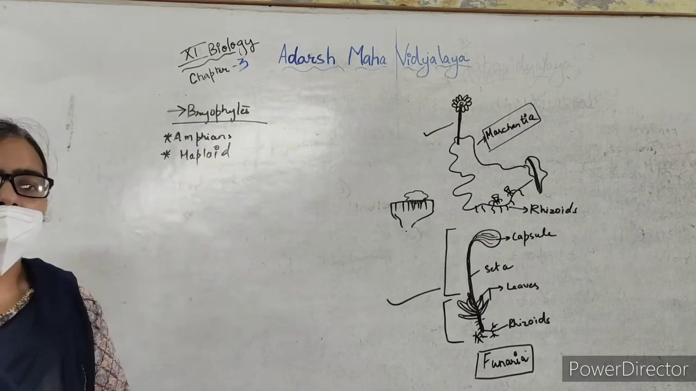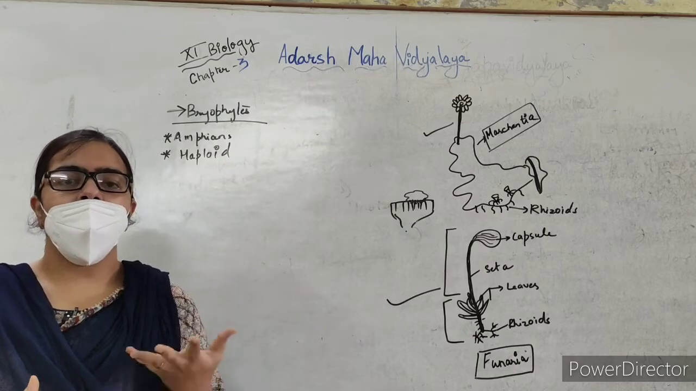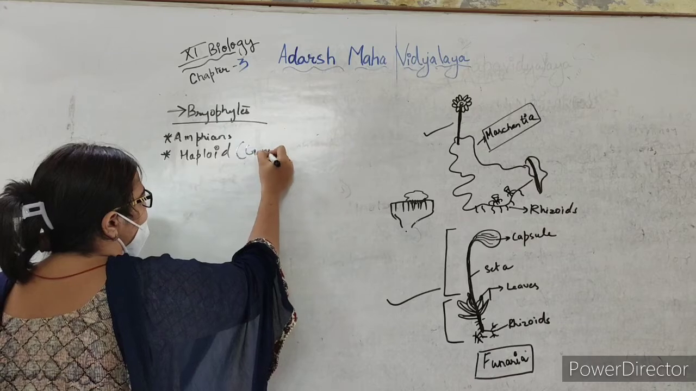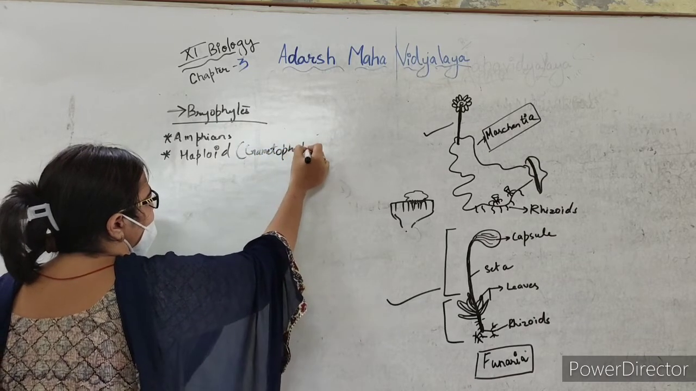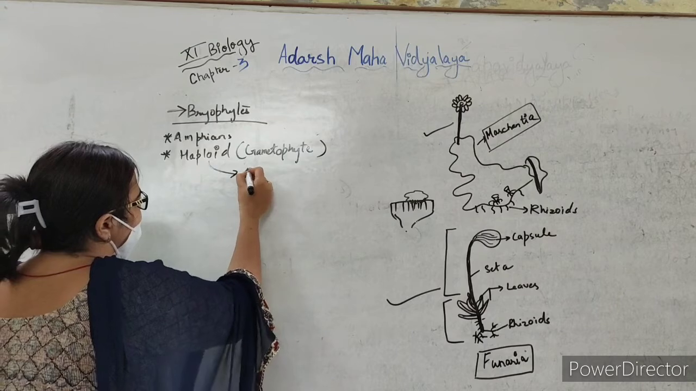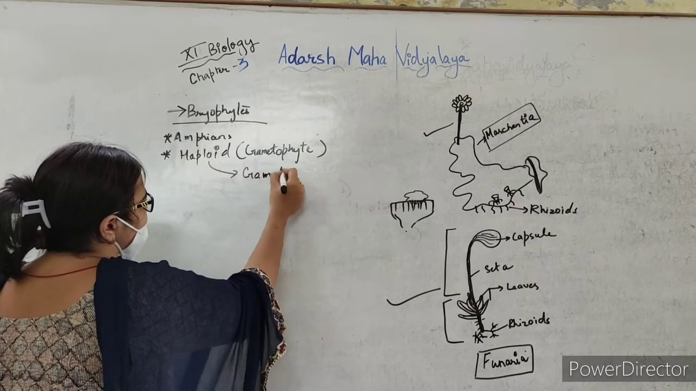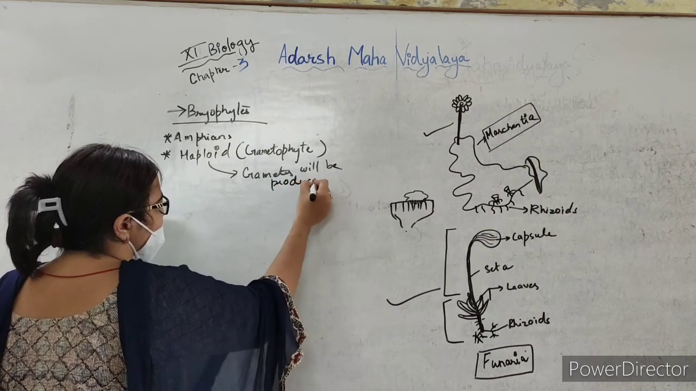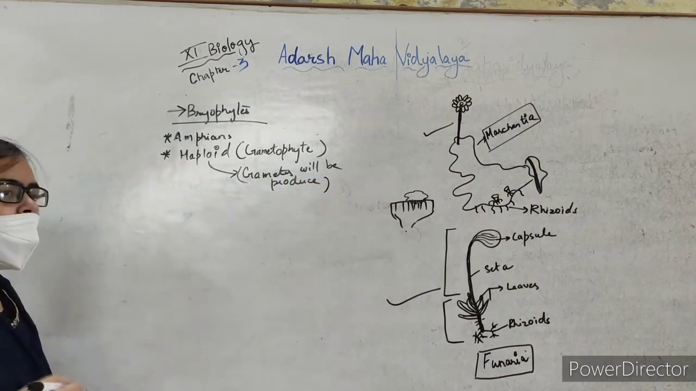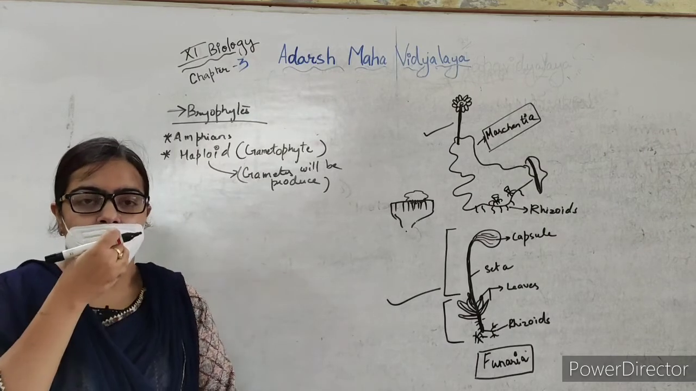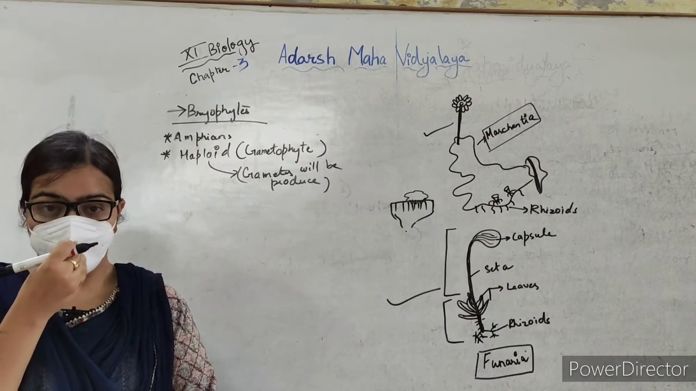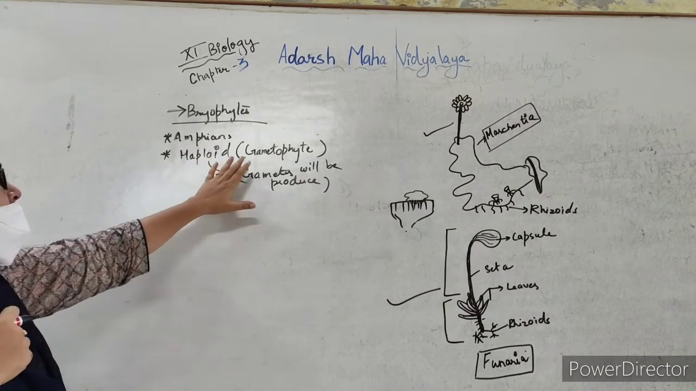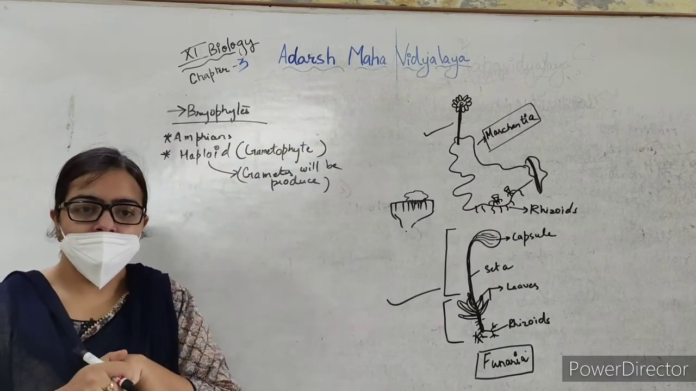It is the gametophytic body, because it will produce gametes. So generally we will say that the gametes produced will be haploid in nature. The main plant body here is the gametophyte. This I will explain later.